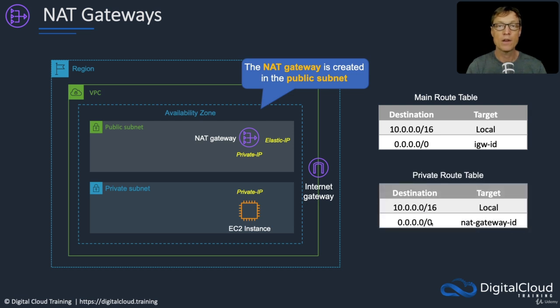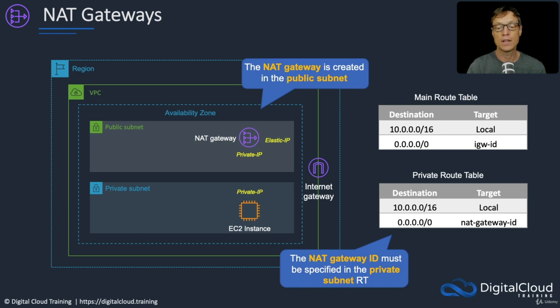So we create a private route table and we add a route to any other IP address that points to the NAT gateway's ID. So remember that the NAT gateway ID must be specified in the private subnet route table. Then the instance is able to send internet traffic to the NAT gateway and it will forward it out to the internet, and it takes care of the network address translation for you.